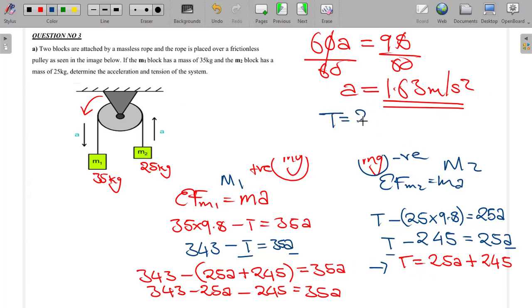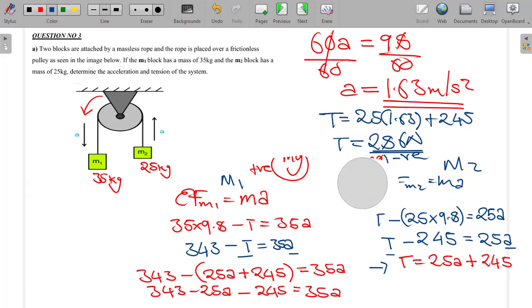So tension will be equal to 25a, which means I'm multiplying by 1.63, plus 245. That means my tension will be equal to 25 multiplied by 1.63 plus 245. This is giving me a value of tension, which is equal to 285.75, which is 286. So I can just say 286 newtons. That is the value of tension.